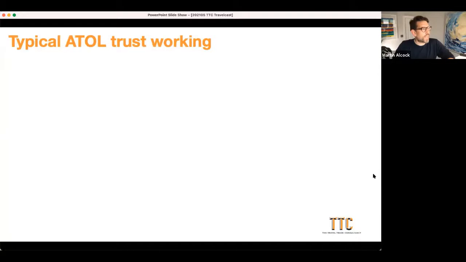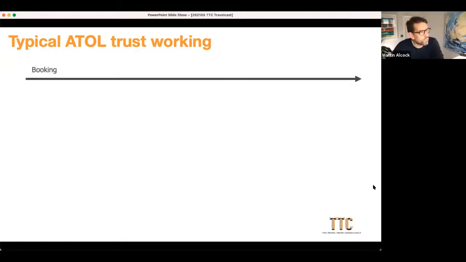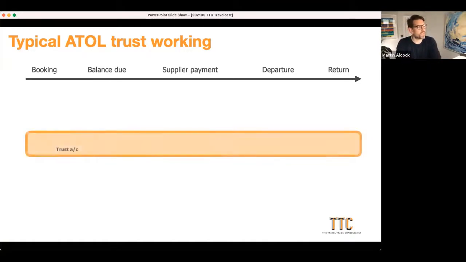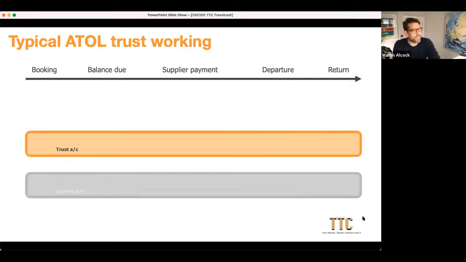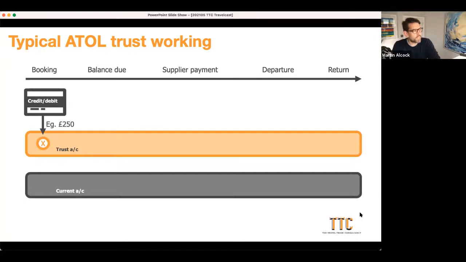So just as a quick canter through the typical workings of an ATOL trust account, and this is a very simplified booking process, I suppose. If you think of a typical booking, you might have the initial booking date, the balance due date, supplier payment date, which sometimes would be in advance of departure, sometimes after departure, and then a return date. Got a trust account there in orange, and then your own current account down there in grey. So customer pays a deposit.